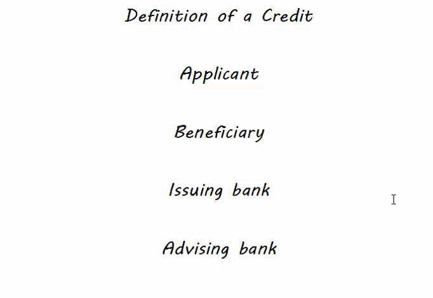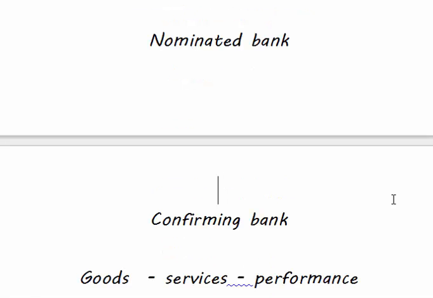So to have an LC, basically we need only two parties, the issuing bank and the beneficiary. It is a promise by the issuing bank to pay the beneficiary. Applicant is not a party to the credit, but a party associated with the credit because he is requesting the LC. Advising bank may be a bank who will advise the credit to the beneficiary if the issuing bank cannot directly advise.